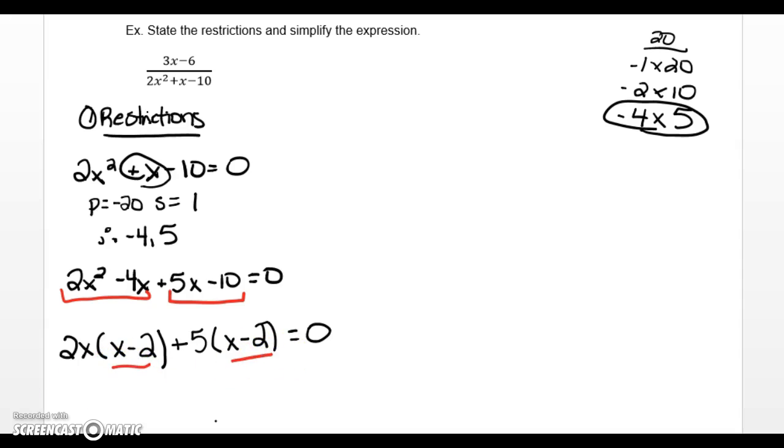And that's exactly what we want, because now we have two terms, and we're going to pull out the common factor of x minus 2 from each of those brackets. If we pull out x minus 2, we're left with what's on the outside: 2x and plus 5. So that's equal to 0.